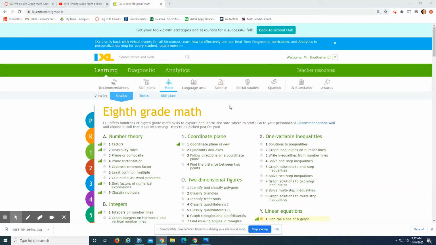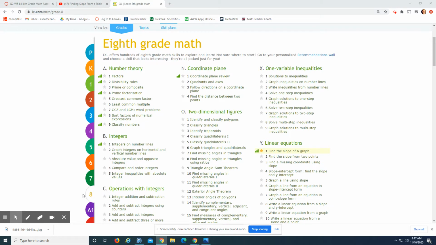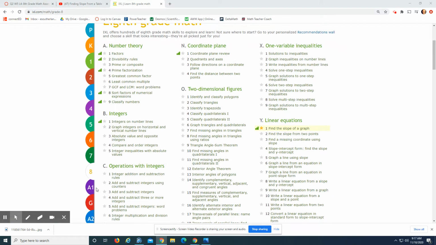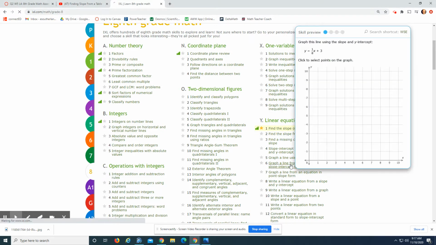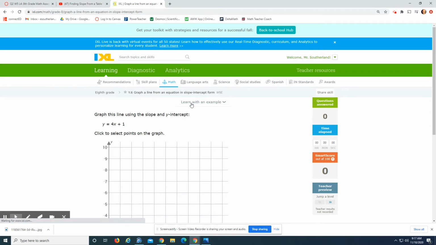All right, today we're going to work on the assignment in eighth grade, and then make sure that you're logged in. But it's eighth grade, so make sure you got eighth grade selected, and then you're going to do eighth grade Y6. And eighth grade Y6 says graph a line from an equation in slope-intercept form.